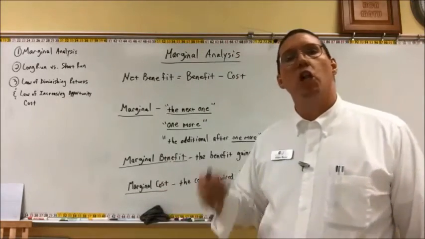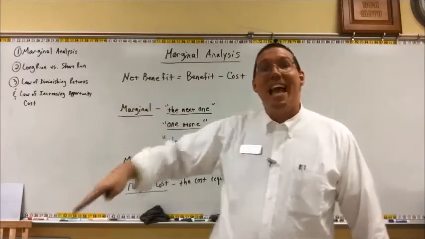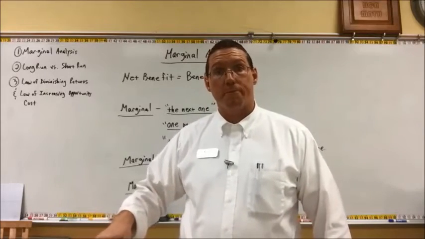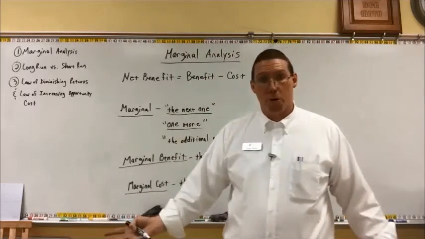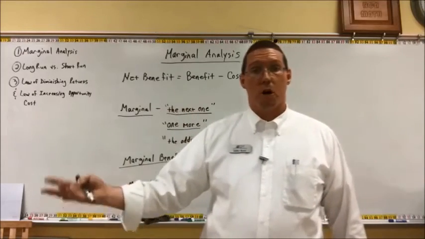So now we're actually going to lose. Our net benefit of the 31st car is going to be negative. So it's going to be a loss to produce the 31st car. So let's not produce the 31st car, and we will produce only 30 cars.